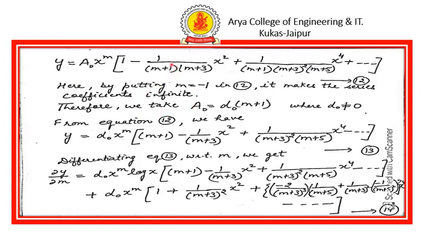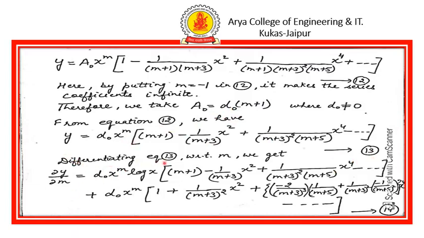To eliminate this factor m plus 1, which makes the coefficient infinite, we take a0 equals d0 (m plus 1), where d0 is not equal to 0. Again, if d0 equals 0, then the solution is the zero solution. From equation number 12, when we put a0 equals d0 (m plus 1), we have equation number 13.